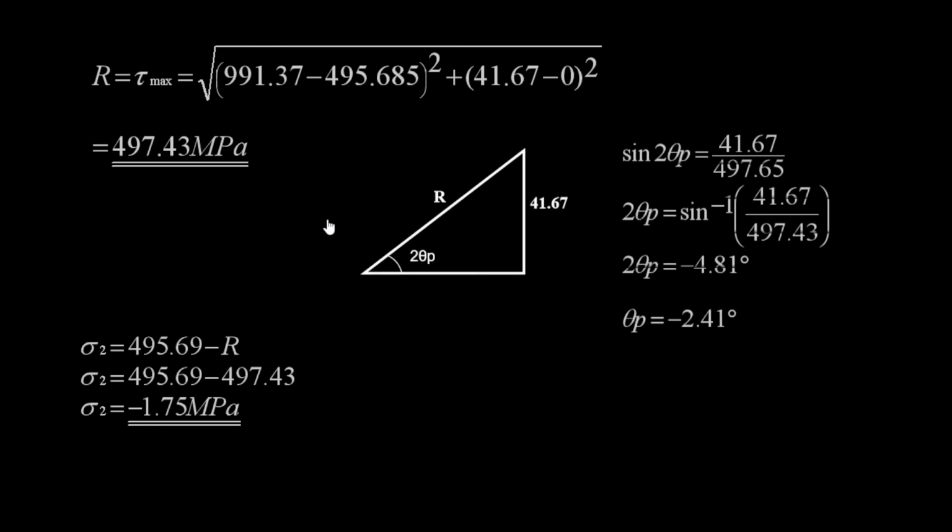Then for our theta 2p, when we indicate it, r is here and then the height is 4.16. If you use sine theta, it's opposite over hypotenuse, and then we get our theta p to be negative 2.41. Negative in the sense that it's going clockwise from the positive x-axis. That's why it is negative.